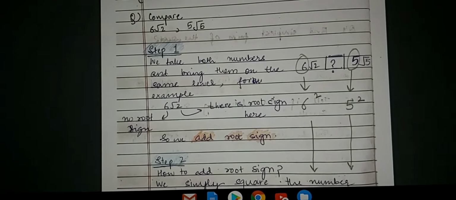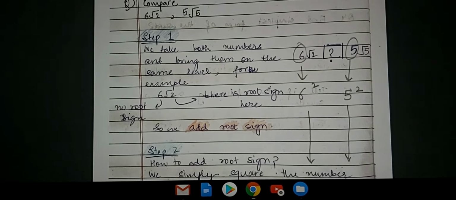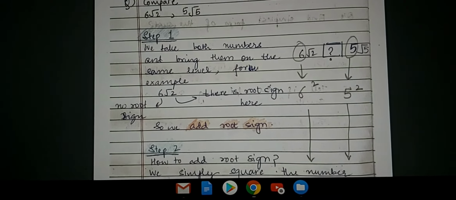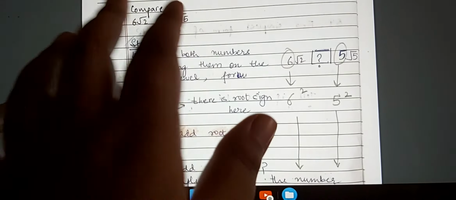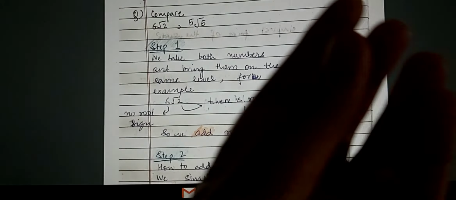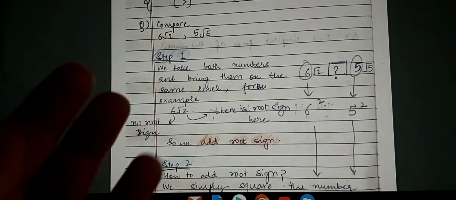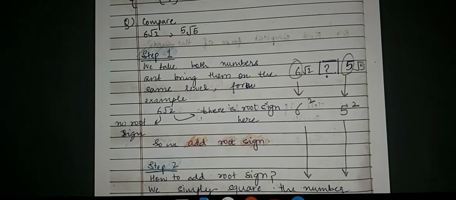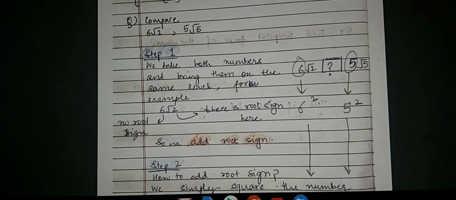Step 1: we take both the numbers and bring them to the same level. What we need to do is bring them to the same level to be able to see which number is bigger and which is smaller. So now we're going to look at these two numbers.